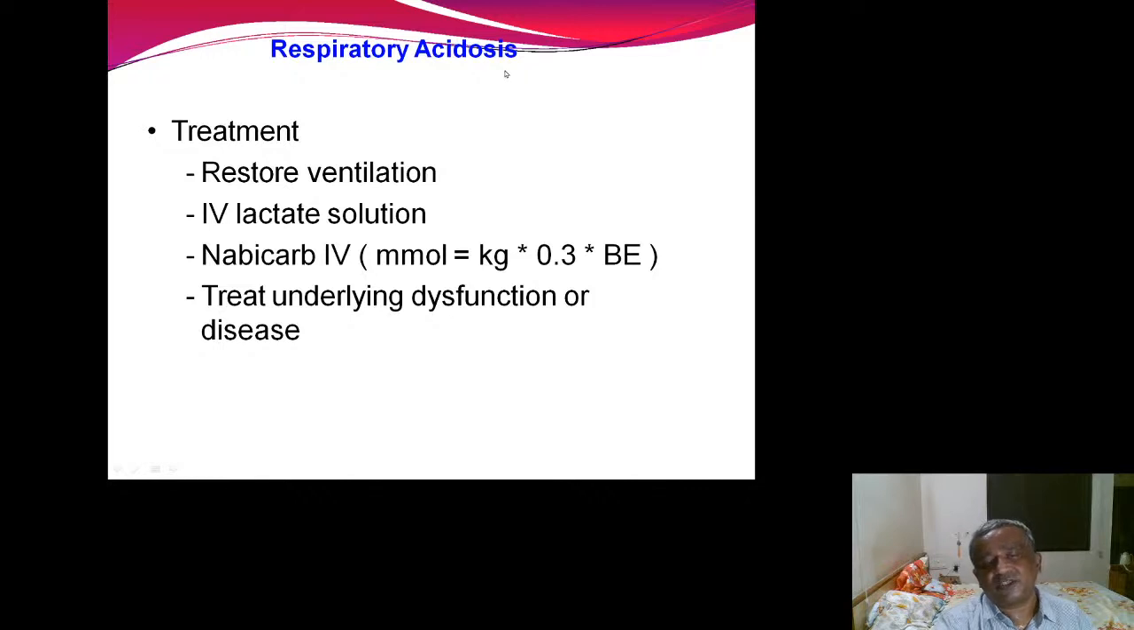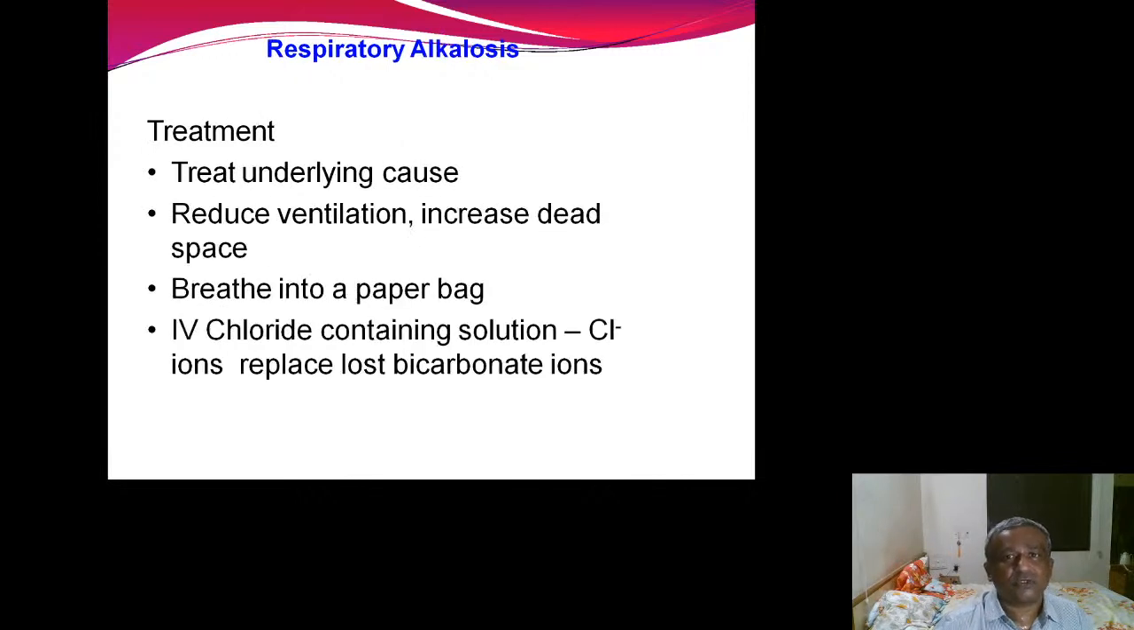So the respiratory acidosis treatment, very few slides I will touch about the treatment. The treatment is restore the ventilation. If the patient is having too much of the acidosis, then you might have to put the patient on the ventilatory support. IV lactate, soda bicarb, and treat the underlying dysfunction cause. If the patient is having CO2 narcosis because of the CO2 poisoning, then you have to treat the cause. If the patient is having respiratory depression because of some disease, you have to treat that cause.